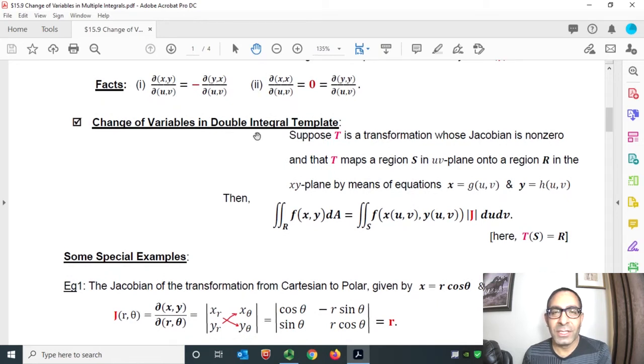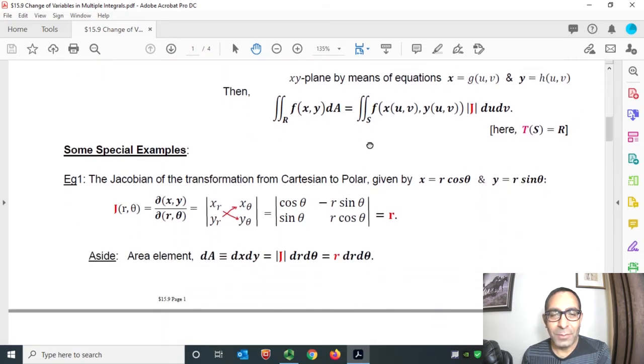So next, let's talk about change of variables in double integrals. Here is a change of variables in double integral template. Suppose T is a transformation whose Jacobian is non-zero, and the transformation T maps a region S in the uv plane onto a region R in the xy plane by means of these equations, x equals a function of u, v, y equals a function of u, v. Then the double integral of f over R turns out to be the double integral over the new region S, f of x, y, where x and y are functions of u, v, times the absolute value of the Jacobian of the transformation times du dv, and here the image of S equals R. Since our transformation is one-to-one, it's invertible, so then T inverse of R equals S.